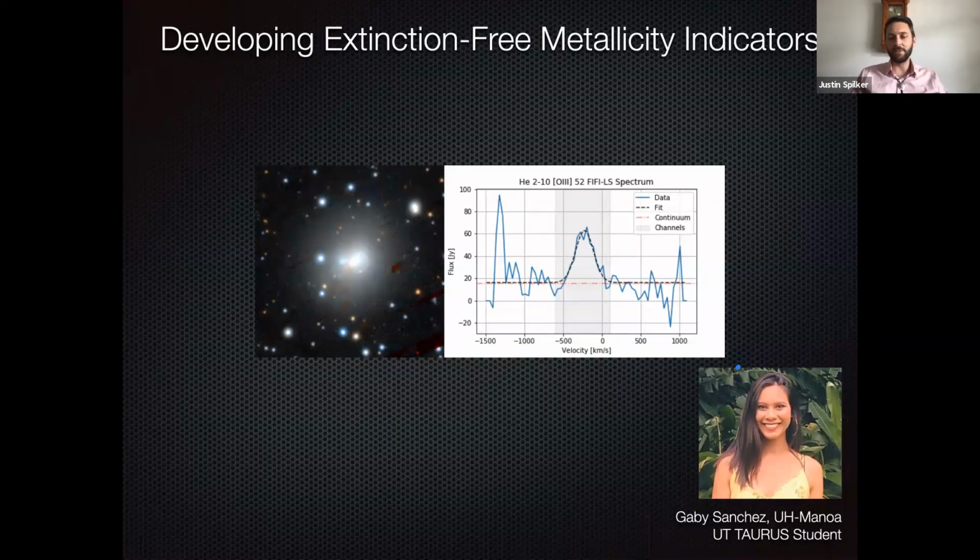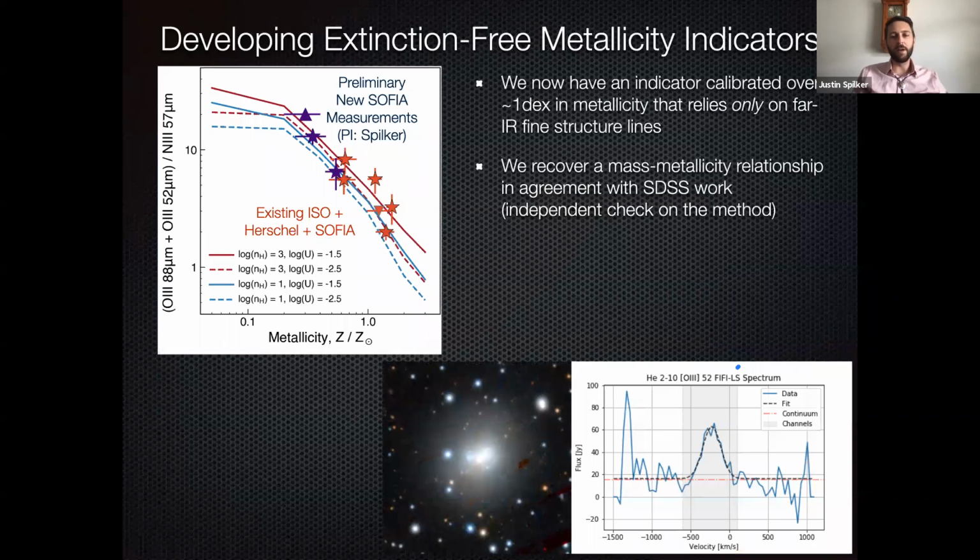So Gabby worked with me a couple summers ago, and she was able to pull out, for example, this line of the O3 52 micron detection from FIFI-LS. And so throwing all those together along with some additional data from my programs, it looks like indeed, yes, we are able to recover the metallicities of these galaxies over roughly 1 dex in metallicity. This ends up stopping working by the time you get down to about 0.2 solar metallicity. These lines end up not working very well anymore. As long as you're above about 0.2 solar, it looks like, yes, in fact, empirically and motivated by models, this metallicity indicator works.